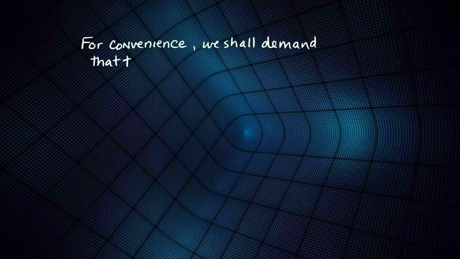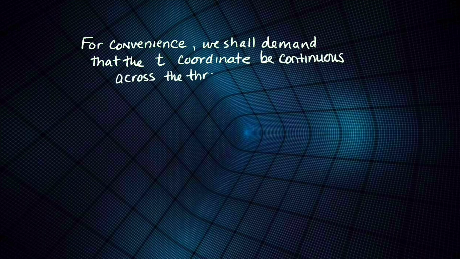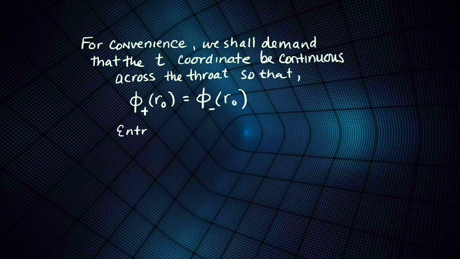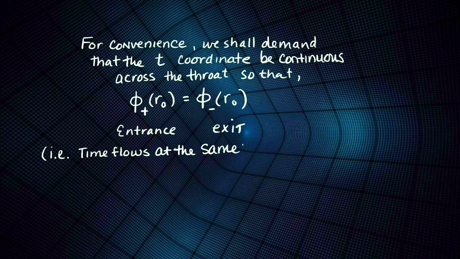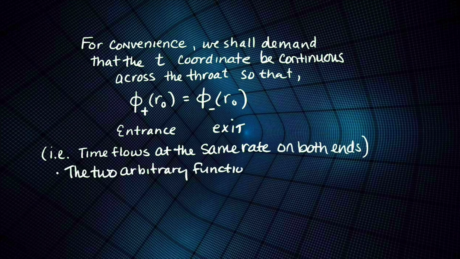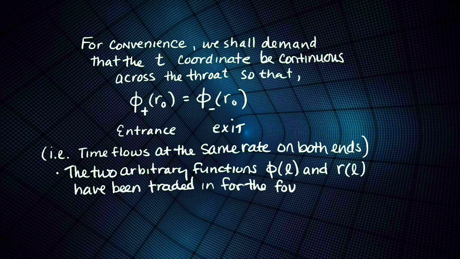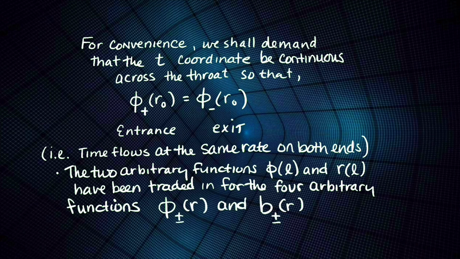Now for convenience, we shall demand that the time coordinate t be continuous across the throat so that our redshift function on either end, the entrance and the exit, will have that time flows at the same rate on both ends. The two arbitrary functions phi of L and r of L have been traded in now for the four arbitrary functions plus or minus phi and plus or minus b.